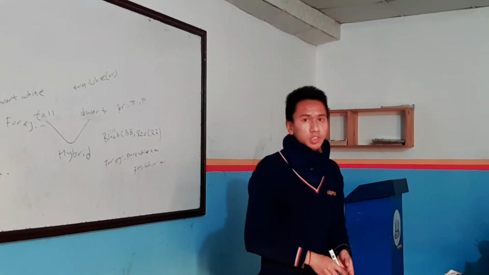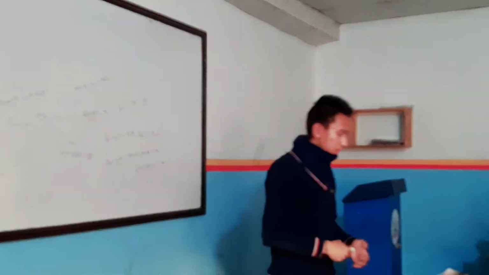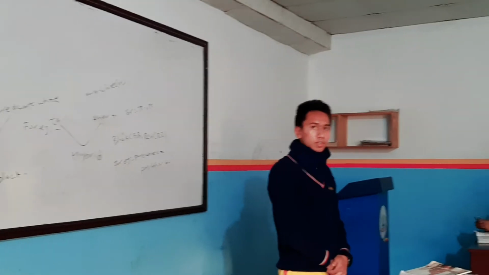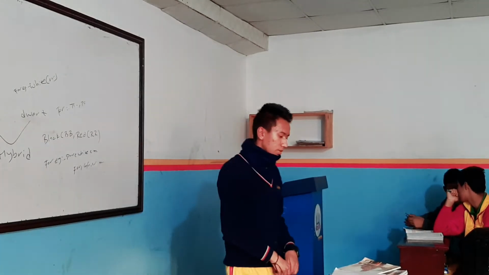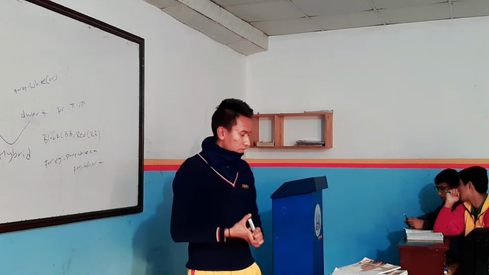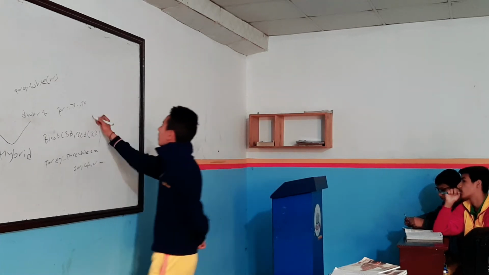And our last topic is hybrid. The organism which has phenotype and genotype different is called a hybrid. It is formed by the cross between two pure organisms. For example, RR.